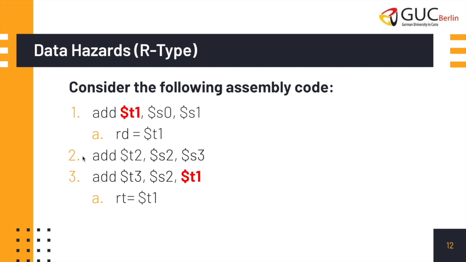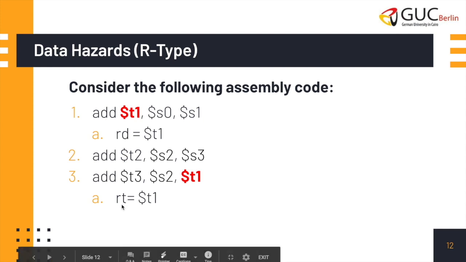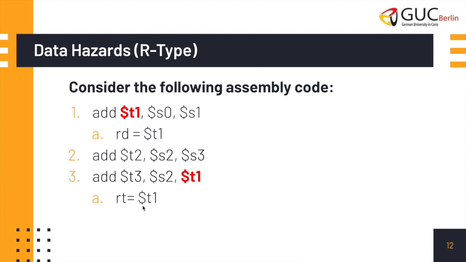Instruction 2, we have no dependencies. We are adding S2 plus S3 and saving the result in register T2. So no dependencies. S2 and S3 are not being used beforehand. Now the dependency occurs in instruction 3. I am adding the value of S2 plus the value of T1 and storing it in register T3. Therefore, the RT is now T1. In the previous example, the RS was T1, which was the first operand. Now the read after write dependency is on the second operand, which is the register RT.